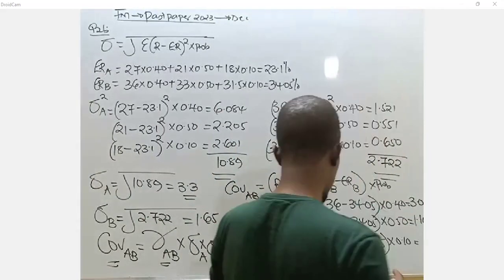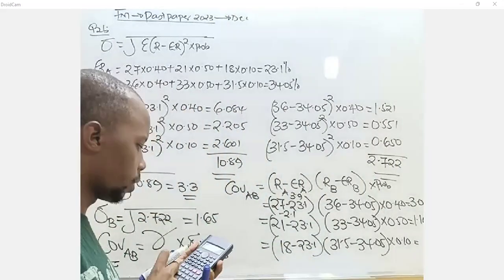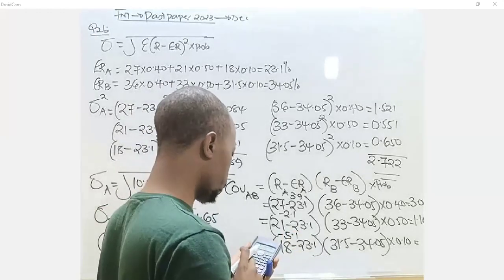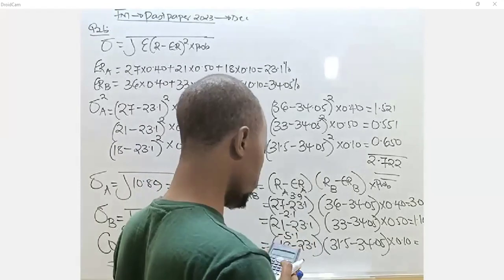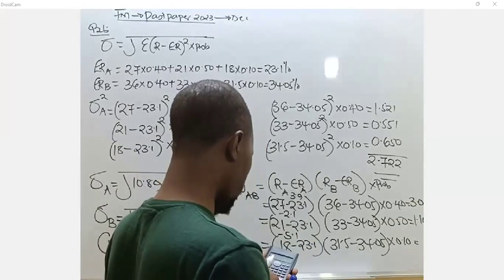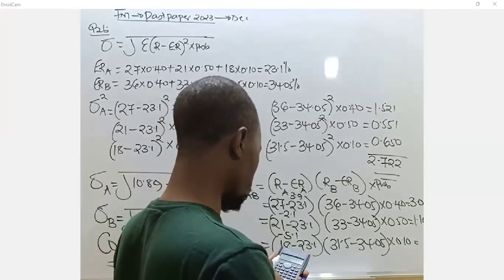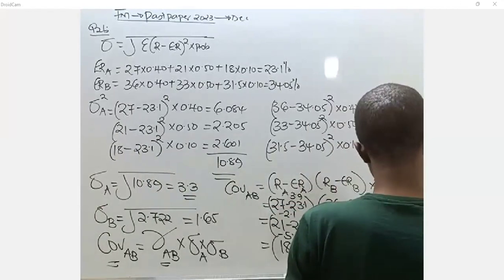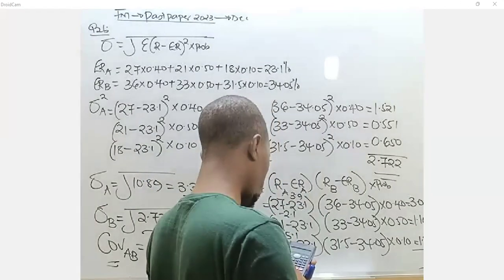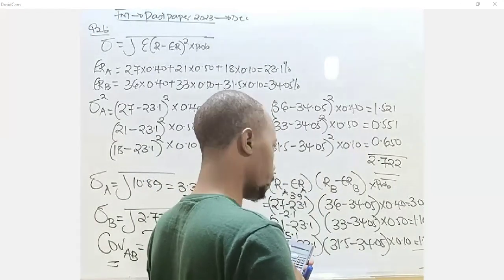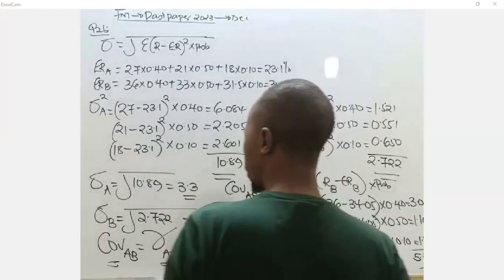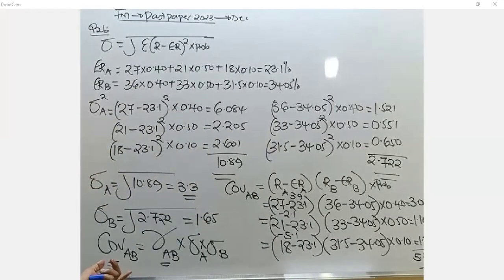1.10. The last one now, 18 minus 23.1, getting negative 5.1. Then the other one would be 31.5 minus 34.05, right? I multiply it with negative 5.1, times 0.1, getting 1.30, right? So 1.30 plus 1.10 plus 3.04, it is 5.44. Even though you have 5.44, it doesn't mean that your question is over.